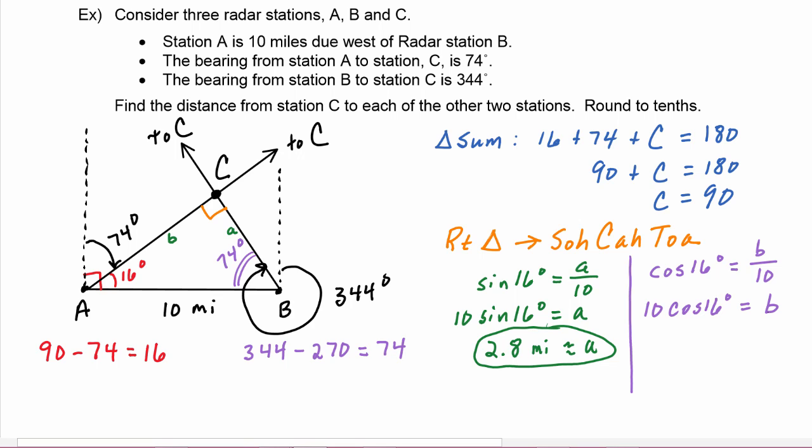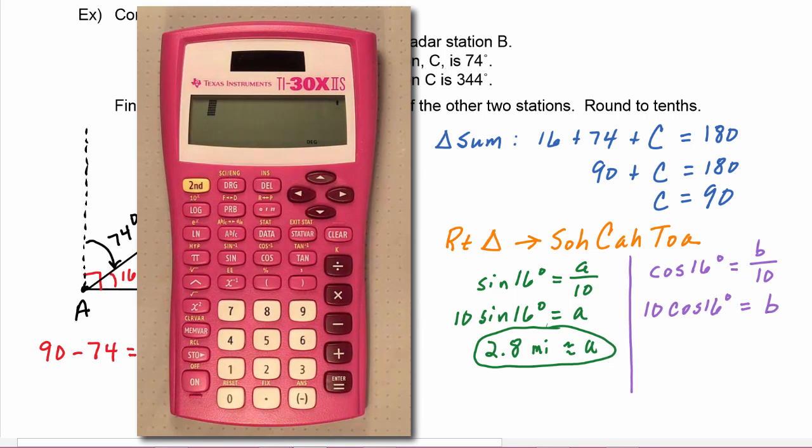And we head on over to our calculator. We're going to enter 10 times the cosine of 16 degrees, close the parenthesis, hit enter, and we see that rounding to the tenths place, we're going to get about 9.6 miles for b.